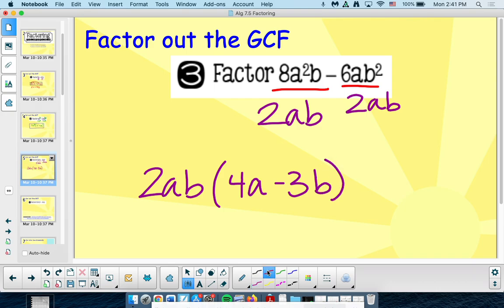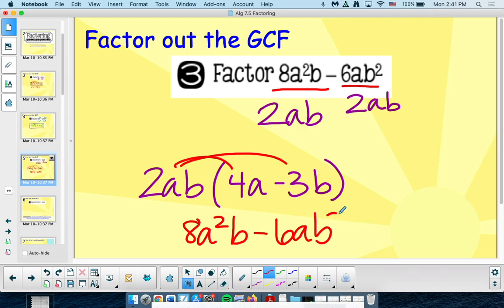And again, you guys, let's check real quick on this one. We can distribute to see if we get the same thing. 2 times 4 is 8. A times A is A squared. Tack on the B. Negative 2 times negative 3 is negative 6. B times B is B squared. Does this match this? Yep, it sure does.